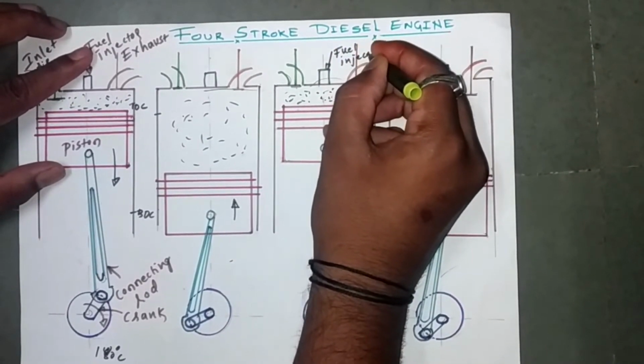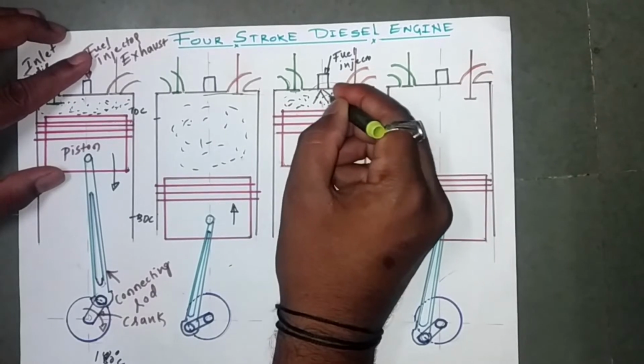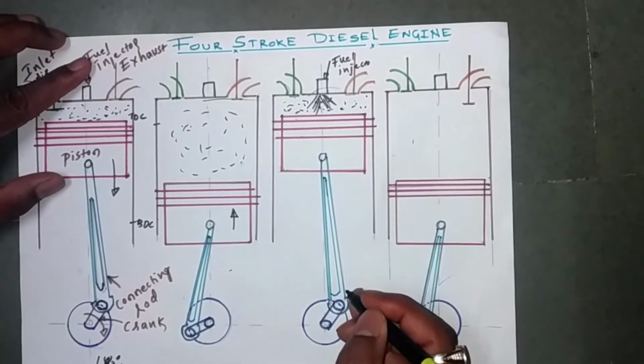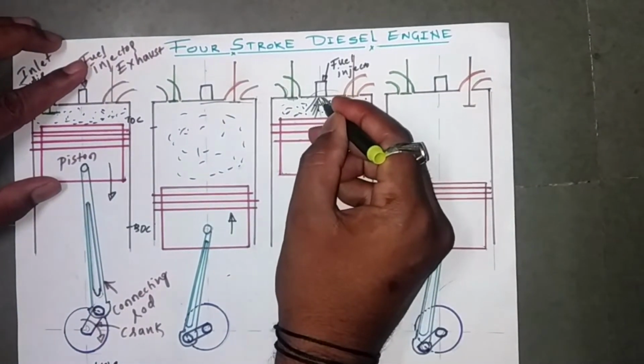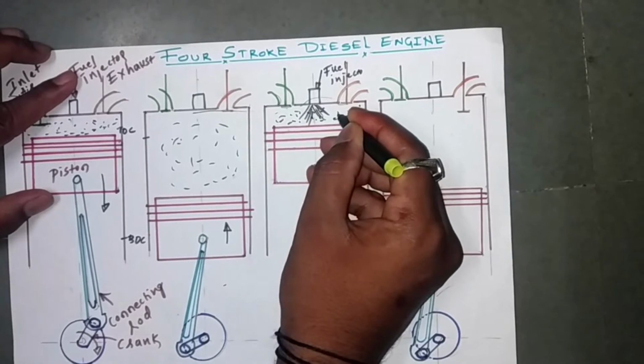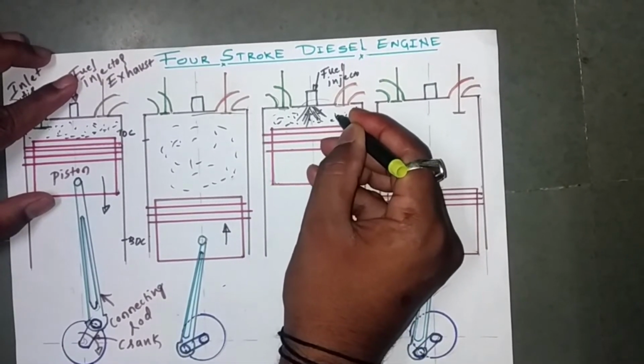From the fuel injector, a fine spray of fuel is going to come. It starts spraying the fuel, that is diesel. So that diesel fuel will come in contact with the hot air, and the burning is going to take place. Nothing but what? The combustion is going to begin.